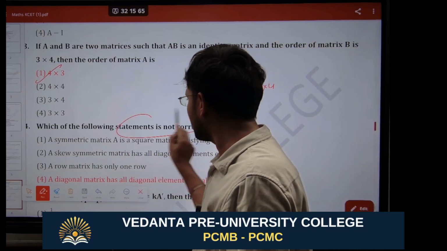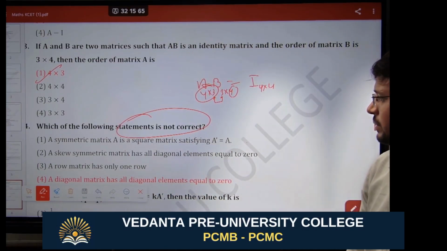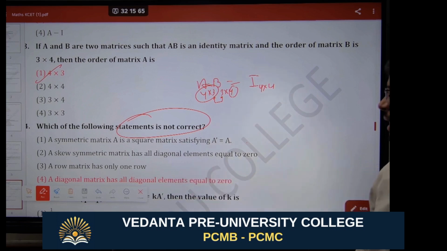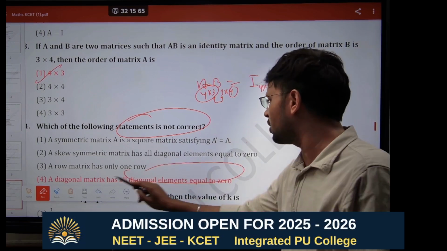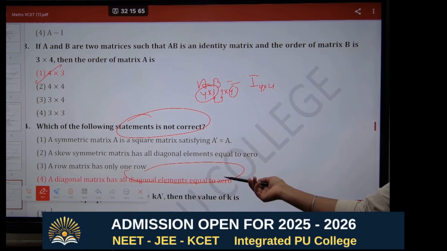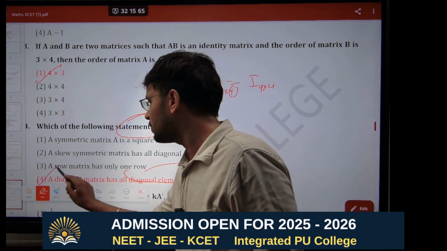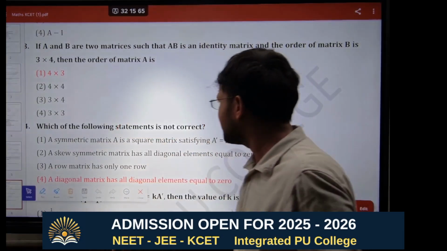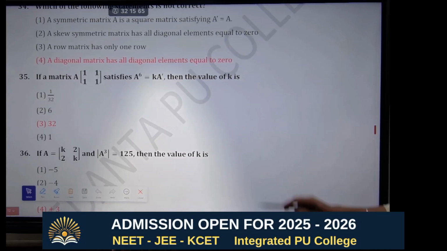Which statement is not correct? See, in which statement, go directly with the option: in a diagonal matrix, all diagonal elements should not be equal to 0, otherwise it is a null matrix. So option number 4. Simple formula and statement based questions they are asking.